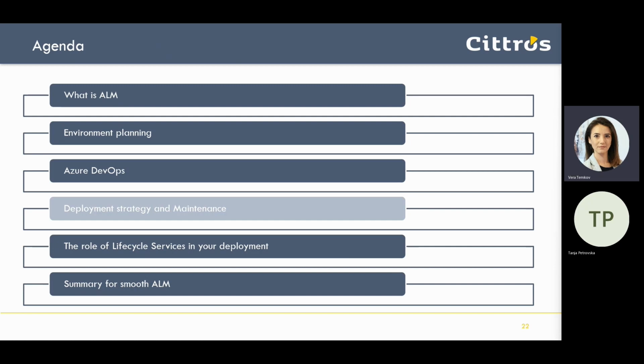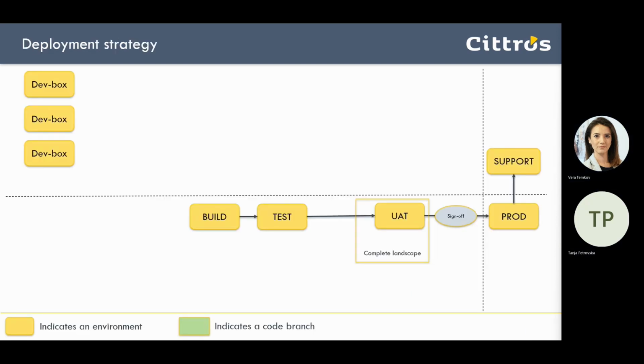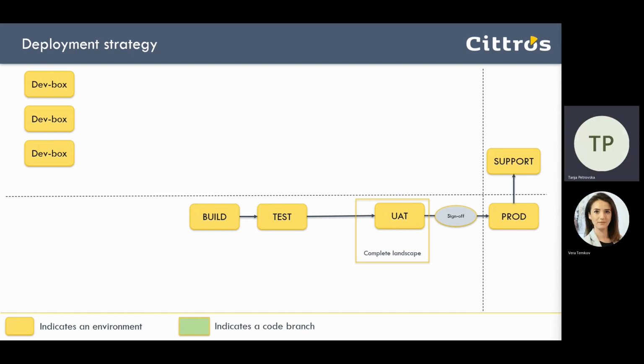Now that we have the environments identified and we have our environment plan, Tanya will cover how we define the flow for building and moving the code and data across the different environments. Thank you, Vera. Now I will continue with the deployment strategy and maintenance part. So deployment strategy is a unified and secure process of deploying code to production.